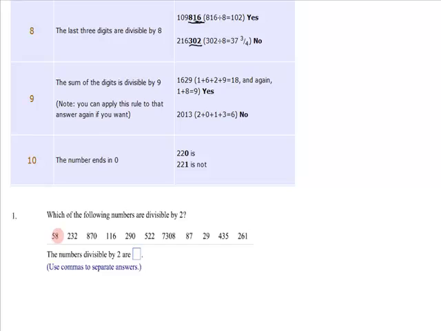This one, yes, because that's an 8. This one, yes, because that's a 2. This one, yes, because 0 is even. 6, yes. 0, yes. 522, checking the 2, yes. 8, yes. 87, 7, no, it is not divisible by 2. 29, see the 9? No. 435, see the 5? No. 261, see the 1? That's no.